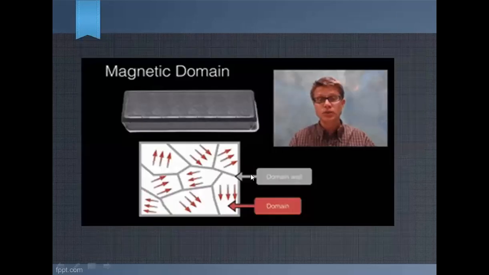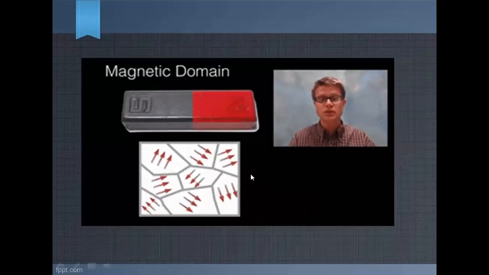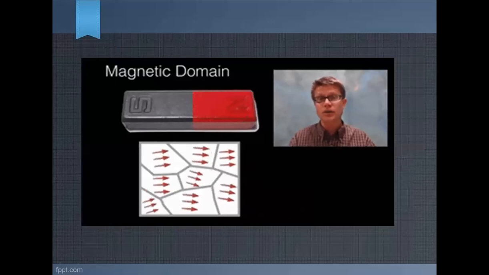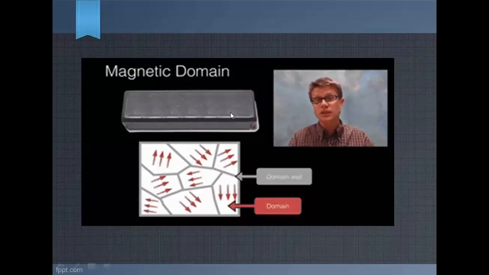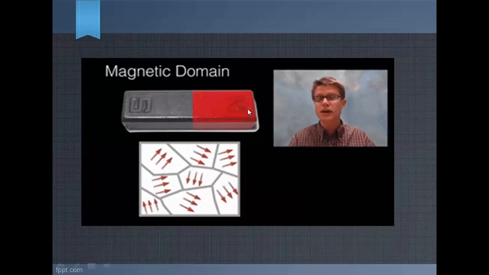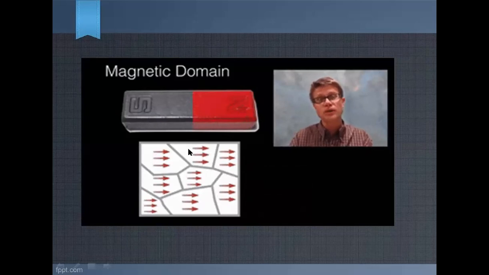You can also see here there is a kind of domain theory. What is the domain theory? This is the south and north of a bar magnet. And when you have domains, within the domains the dipoles are aligned in a particular direction.